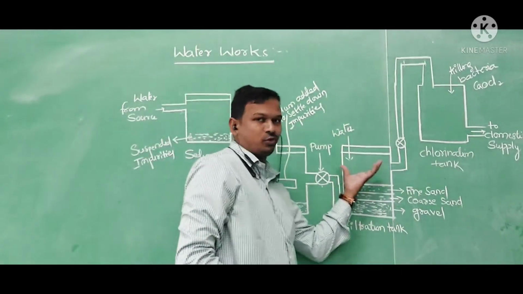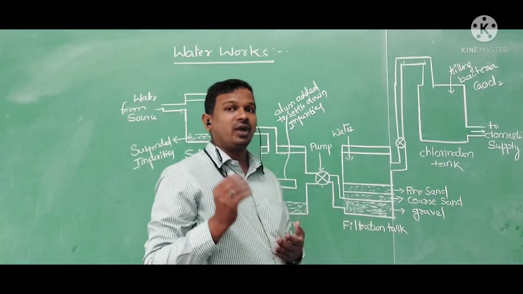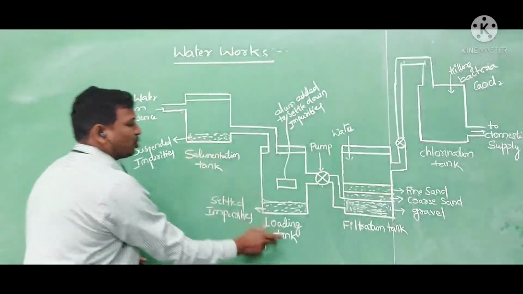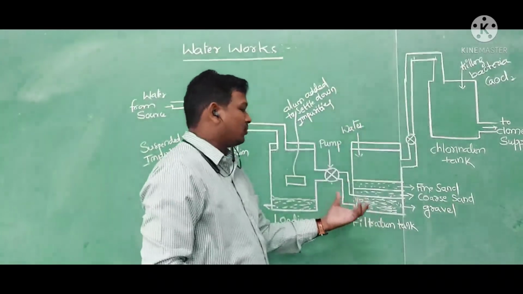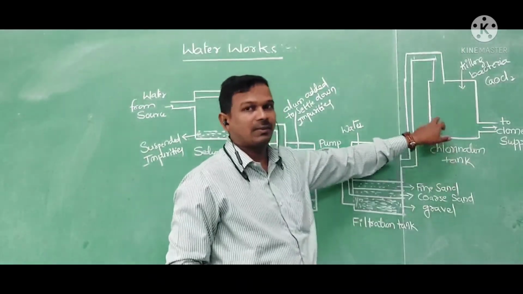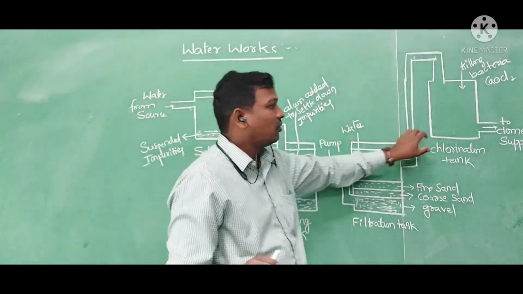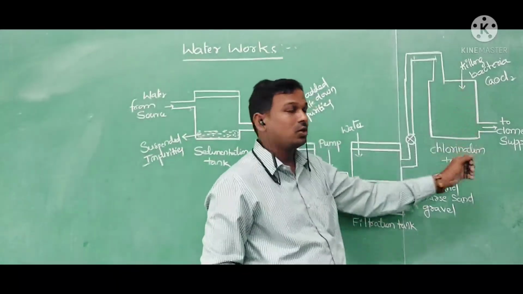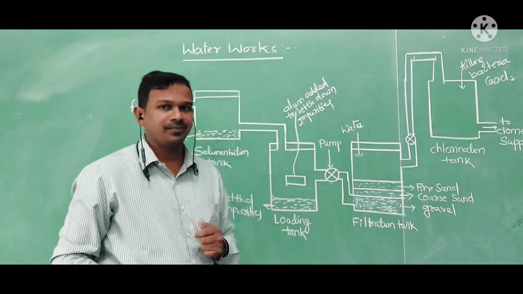Here we are getting pure water, of course, but in this water we have bacteria. Bacteria cannot be separated with these three processes, as we know. So from the filtration tank we send the water to the chlorination tank to kill the microorganisms in order to get the pure form of the water. We treat this water with bleaching powder. This bleaching powder will kill the microorganisms present inside the water.